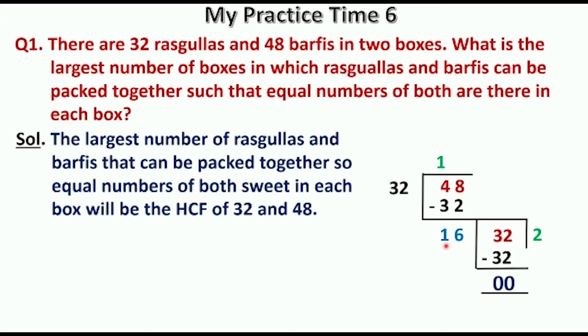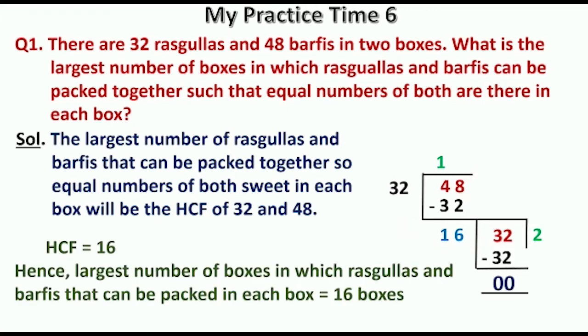So the HCF of 32 and 48 is 16. Hence the largest number of boxes in which rasgullas and burfis can be packed is 16 boxes. So the answer is 16 boxes.